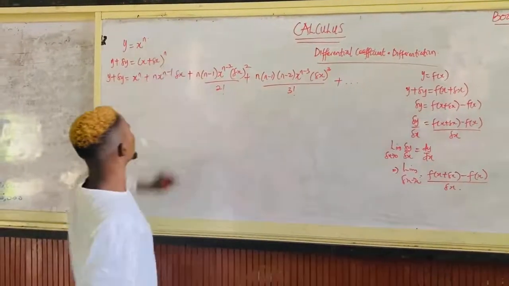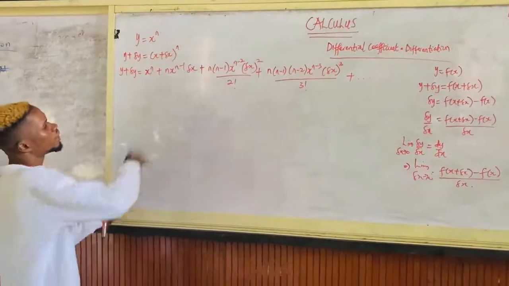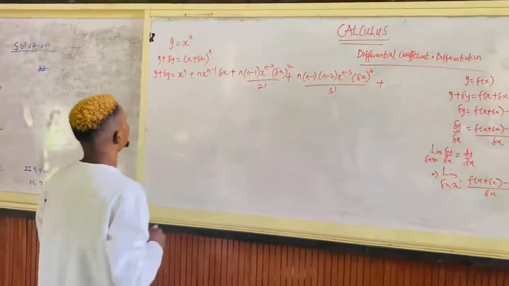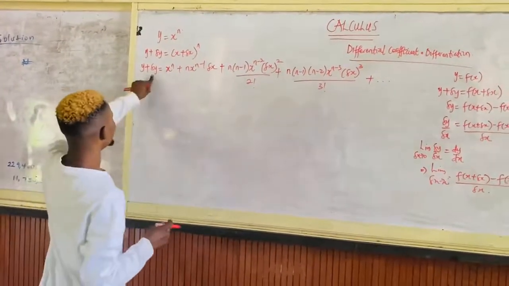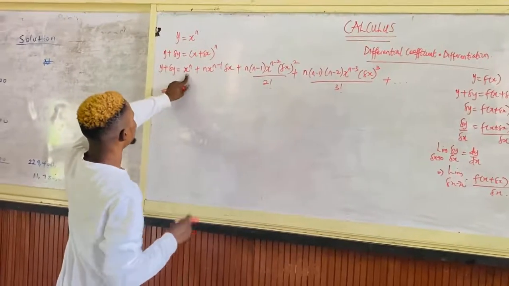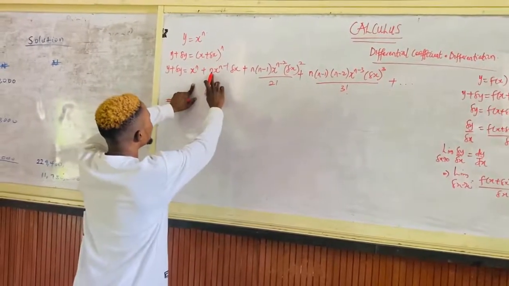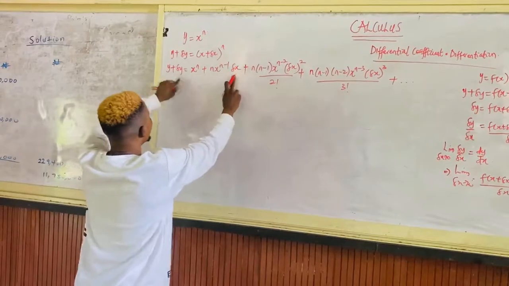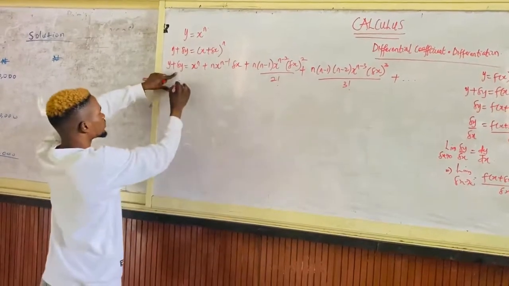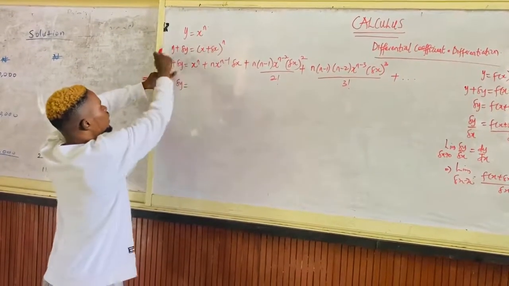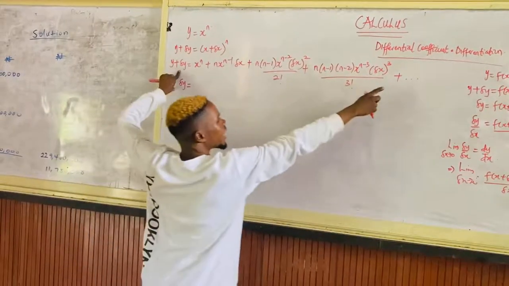Because that n is what? It's an integer. We don't know where it's going to. Now, this is y plus del y is equal to x raised to power n plus nx raised to power n minus 1 del x. Now, this is del y. If I take this y to the other side, that becomes minus y.